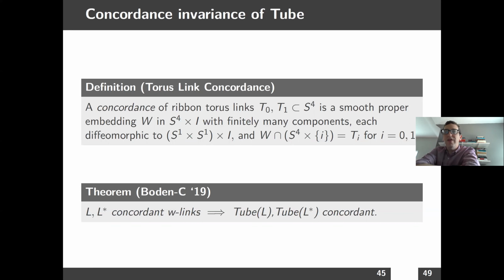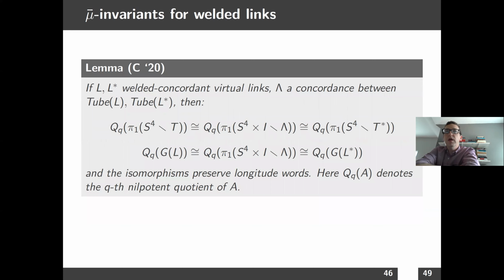And so it turns out that if you have two concordant welded links, then their tubes are also concordant to each other. This argument is just a handle decomposition argument. I won't go over it in the interest of time, but you can look it up if you like. Okay, so back to our main problem of determining how the J-bar invariants are invariant under concordance.